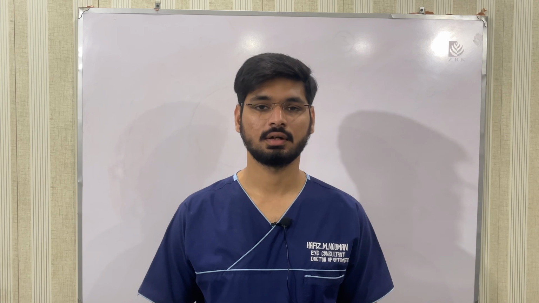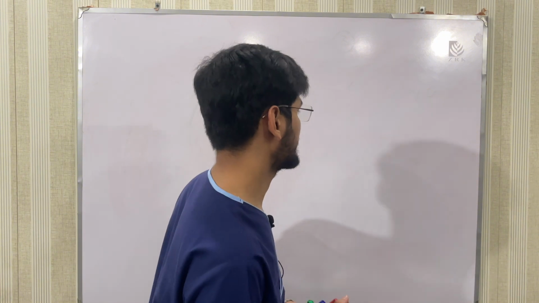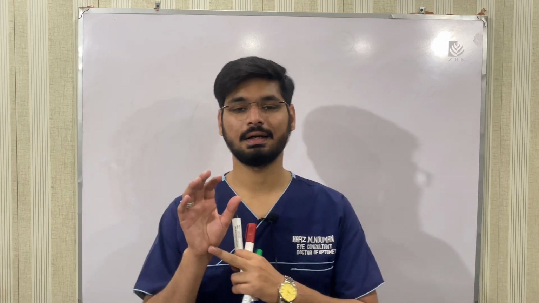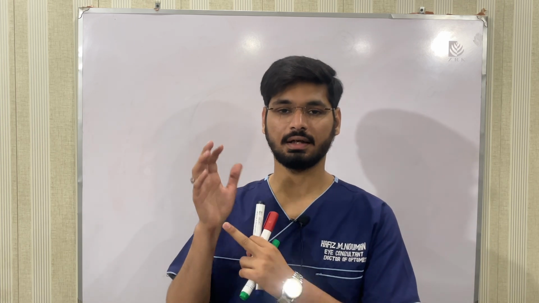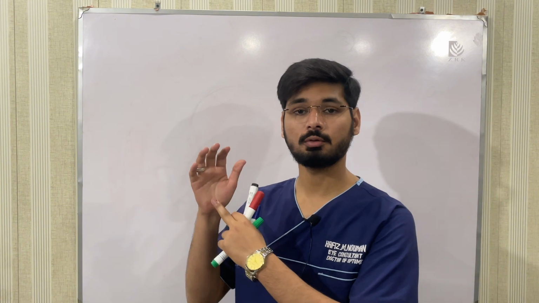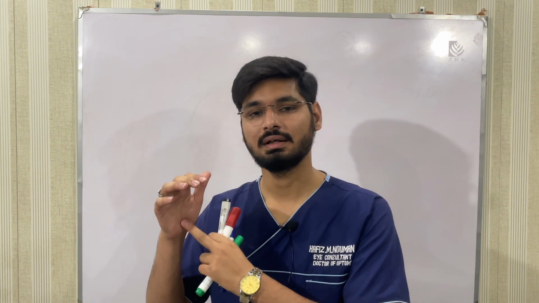In today's lecture, I am going to tell you about the basic anatomy and basic physiology of the eye. First of all, we need to understand the meaning of anatomy and the meaning of physiology. Physiology means, for example, my hand can perform a lot of functions. The functions which are performed by my hand or my fingers are called the physiology of my hand.